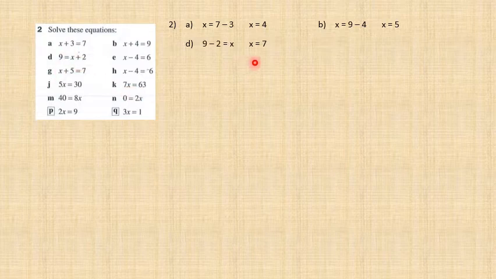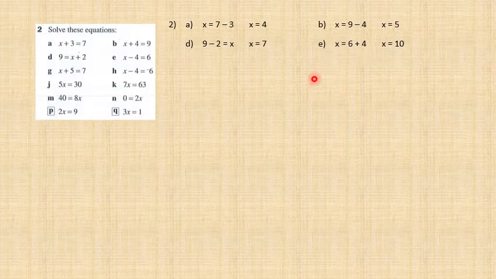Which equals 7. So x equals 7. And in question E here, I have x minus 4 equals 6, inverse operation and balance. The inverse operation of minus is going to be plus. So it's going to be equals to 6 plus 4, which equals 10. And question G, it's x plus 5 equals 7, so I will make the inverse operation. So it's going to be 7 minus 5, which is going to be equals to 2.